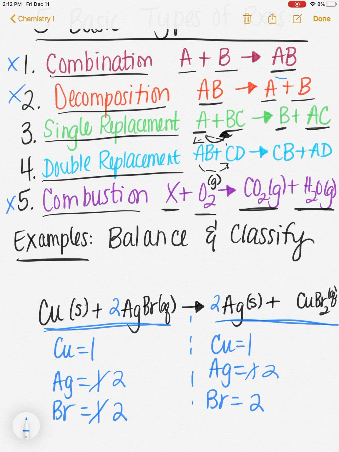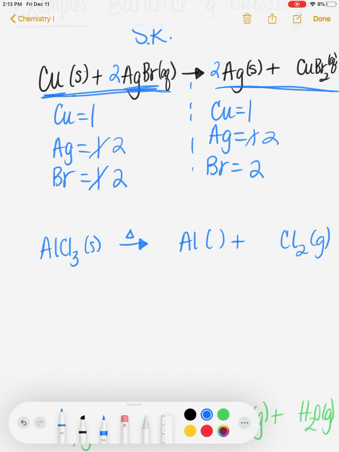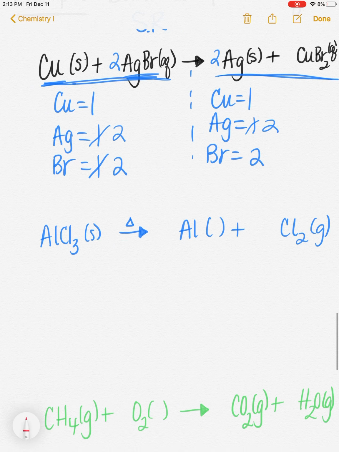Now we're down to a single replacement and a double replacement. So what you're looking for, if it's a single replacement, you have a pure element reacting with the compound. If it's a double replacement, you have 2 compounds reacting. Right now I have the pure element copper reacting with the compound of silver bromide, so this is a single replacement reaction. All right, let's try the next reaction.